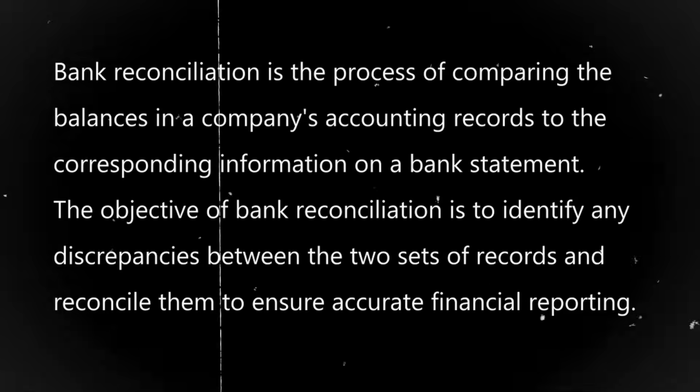accurate financial reporting. No matter how good your process is, there are going to be differences between your bank statement and journal ledger for sure. So what could be the various reasons which cause these differences? Let us look at them one by one. So the first reason could be one transaction is appearing in one set of records but not in the other one. For example, bank charges.